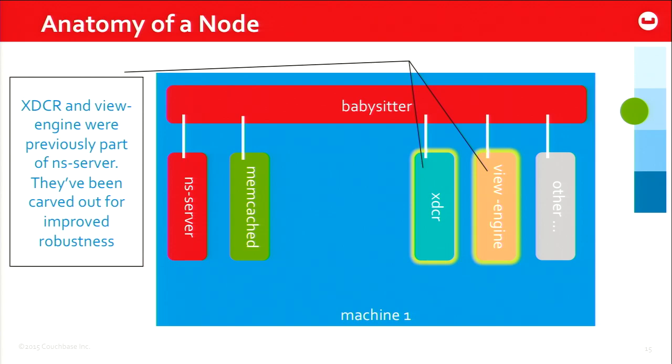Previously, they were part of NS Server. Carve them out and make them their own independent OS processes. So if they go wonky, they have less chance to cause collateral damage to the brains. So that's a change from 3.0.